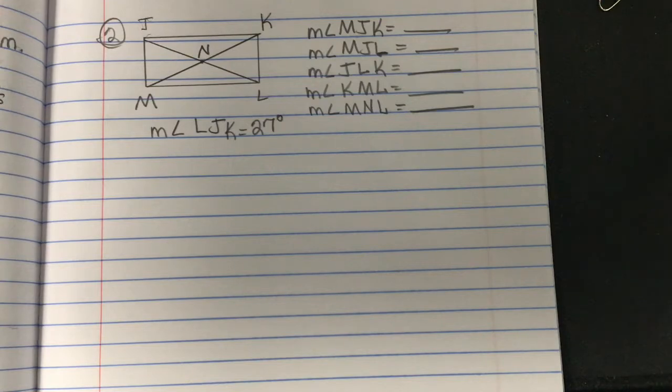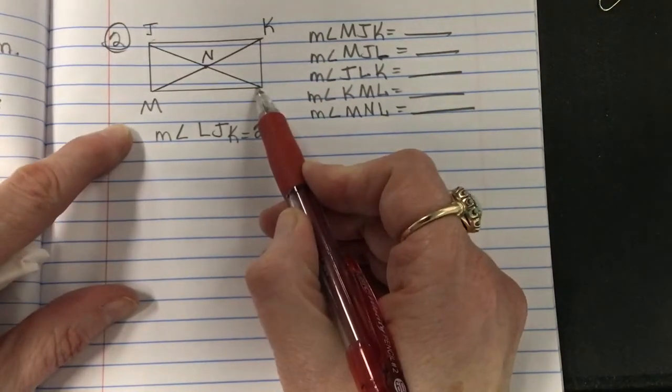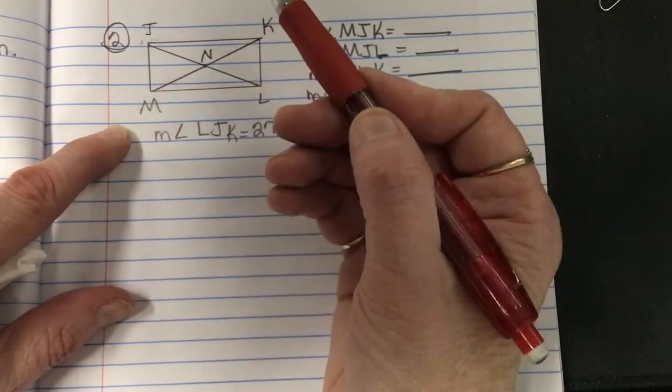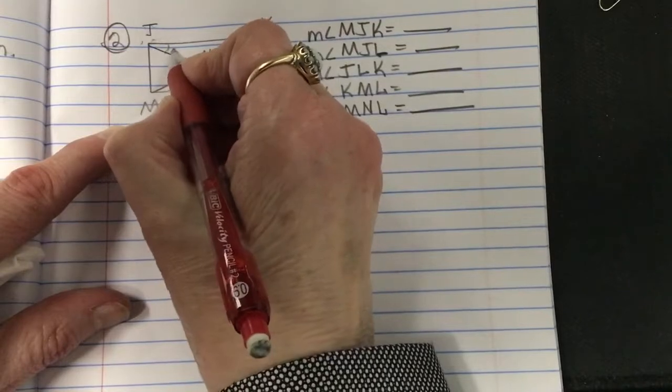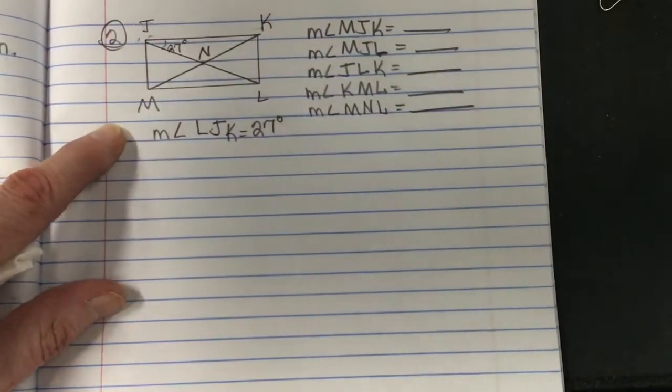Now, when I ask you where an angle is, y'all will go, oh, it's right there. You got to follow your angles out. You got to know exactly where they are. So start at L, go to J, and go to K. It's this one right here, and it is 27 degrees.